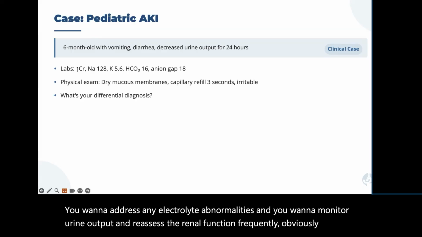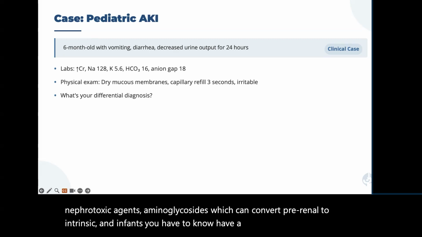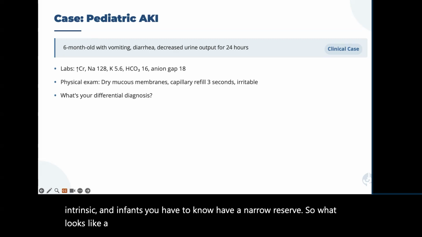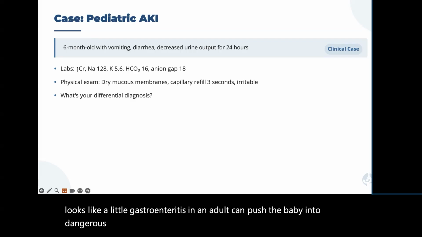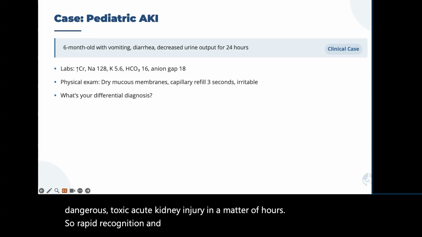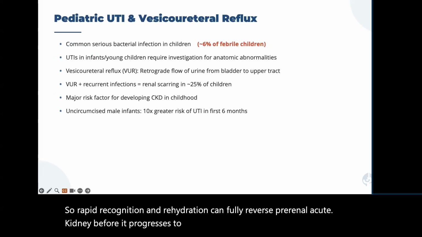Obviously, avoid nephrotoxic agents, aminoglycosides, which can convert prerenal to intrinsic. And infants, you have to know, have a narrow reserve. So what looks like a little gastroenteritis in an adult can push the baby into dangerous, toxic acute kidney injury in a matter of hours. So rapid recognition and rehydration can fully reverse prerenal acute kidney injury before it progresses to tubular necrosis.